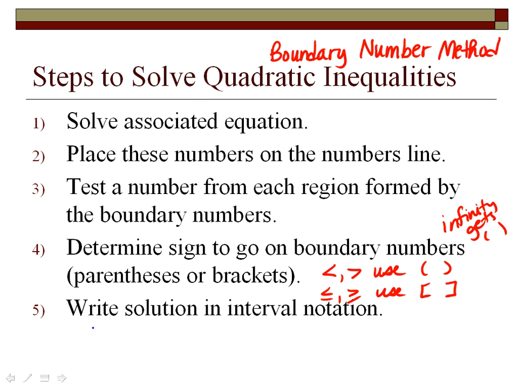The steps to solve the quadratic inequalities, let me first read those using the boundary number method. You have to solve the associated equation, that is, replace the inequality with an equal sign. Place those numbers on the number line. Test a number from each region formed by the boundary numbers. And you're going to shade the regions that are true.